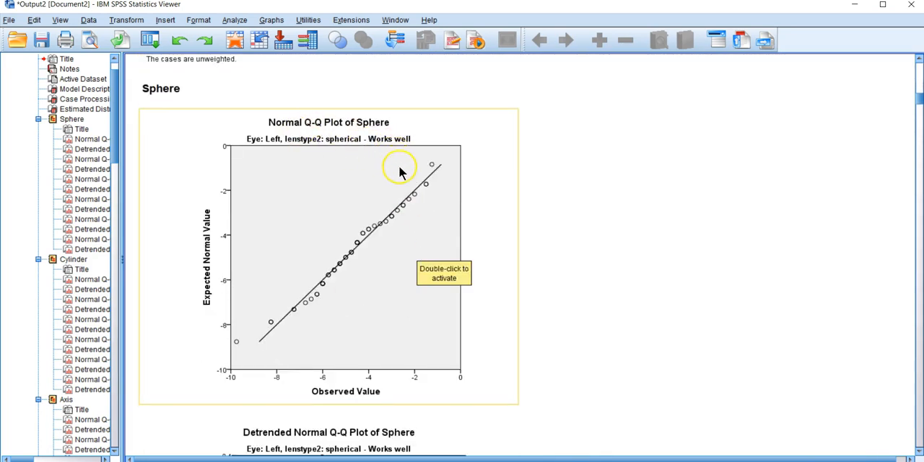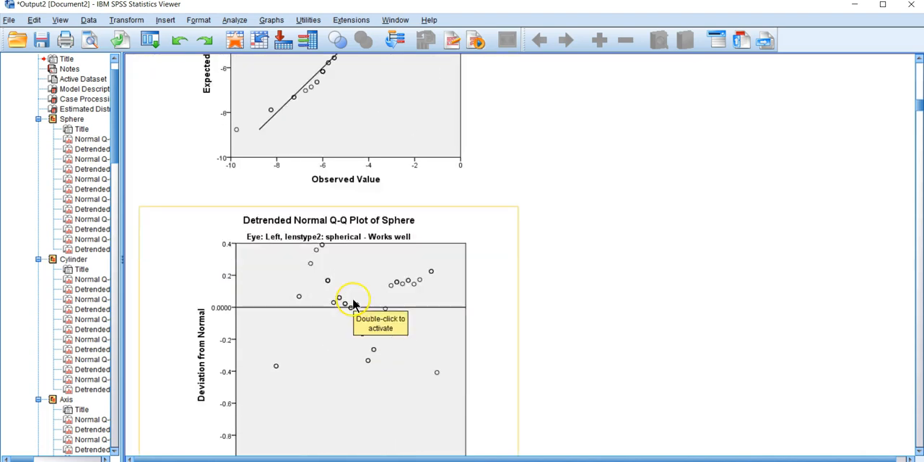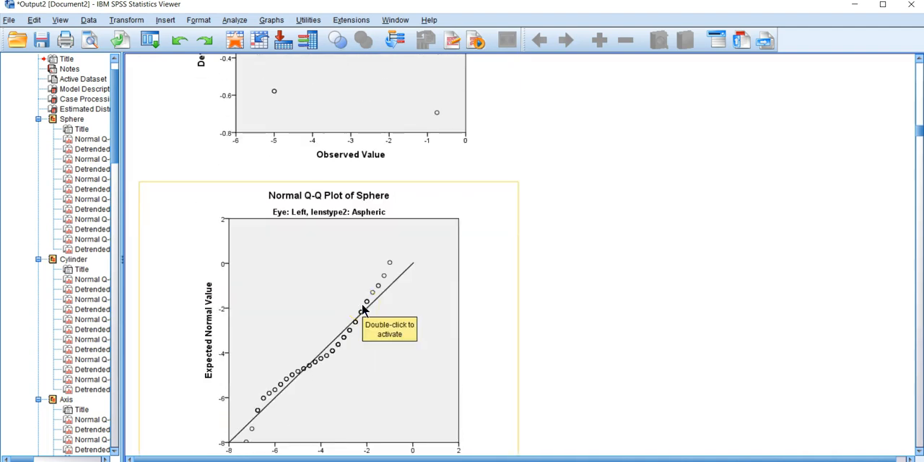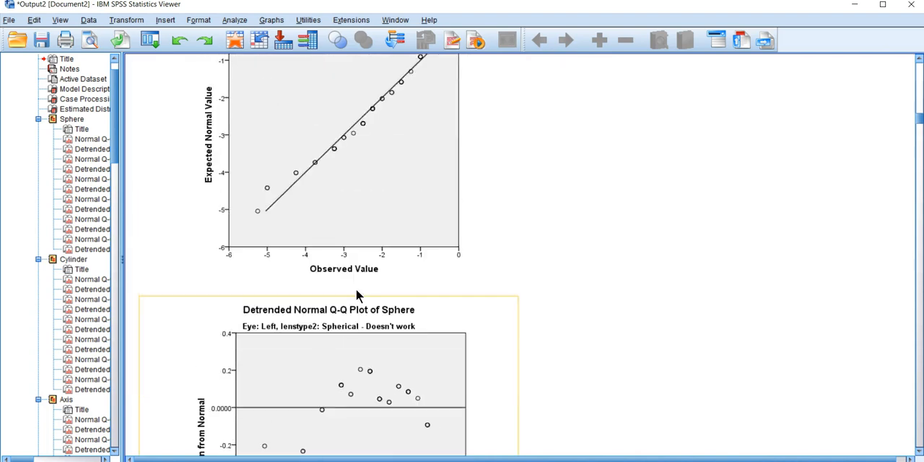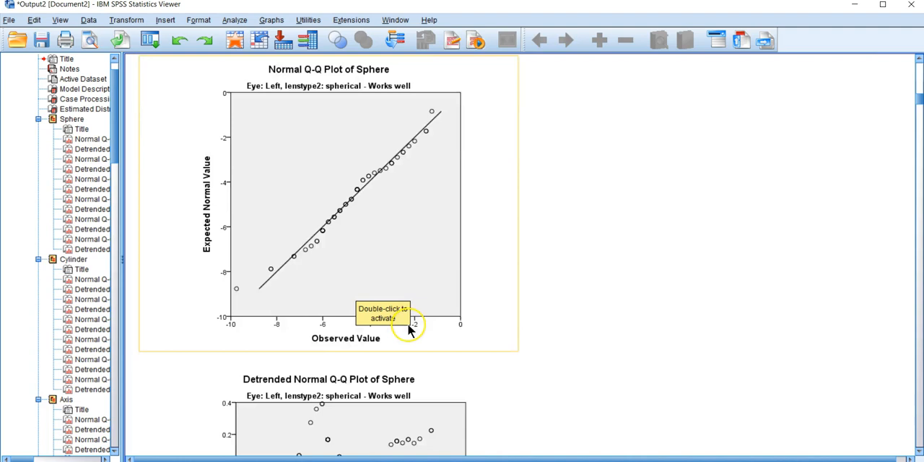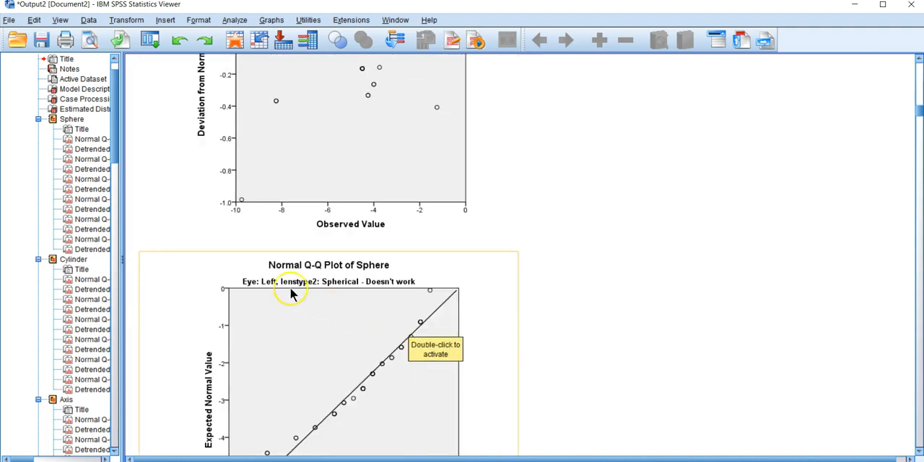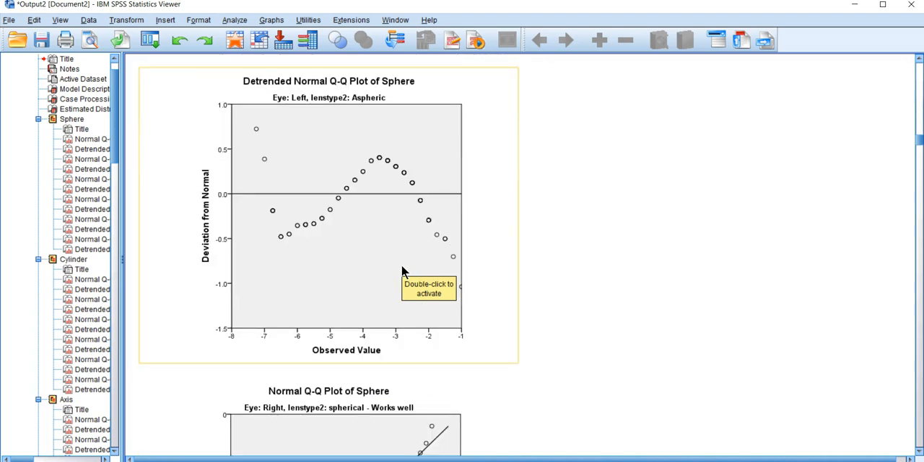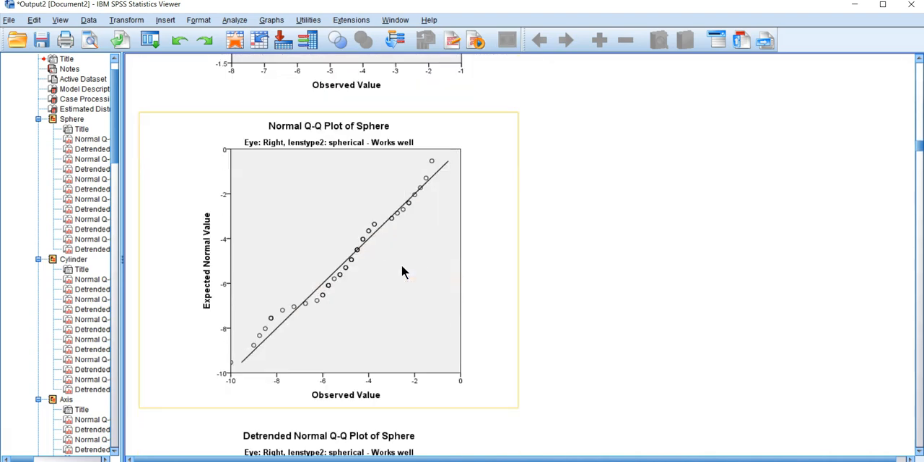Okay, this is sphere. That looks not too bad. Cylinder, not too bad. X, what's this? Oh wait, this is the left eye lens type 2. Spherical, works well. So that's this one. This is left eye spherical, doesn't work. This is aspheric. It's kind of a little wavy. This is the right eye.